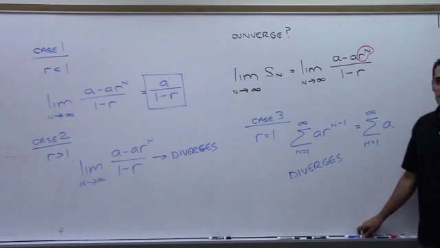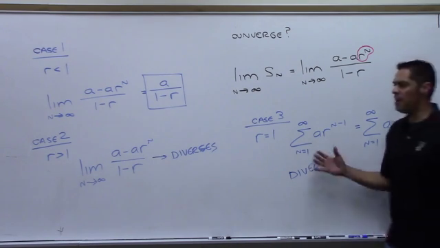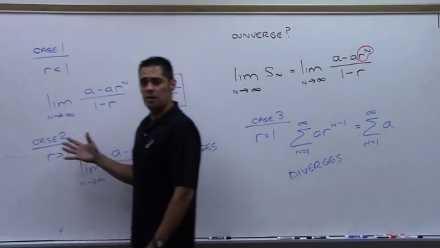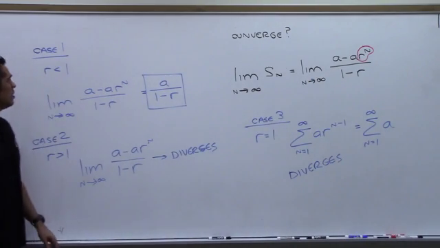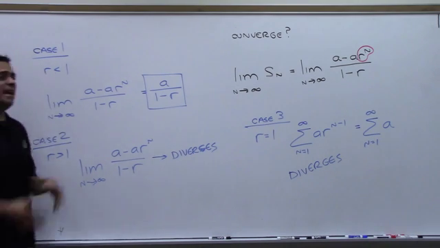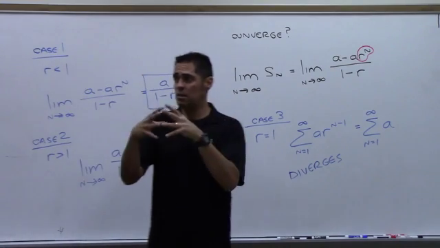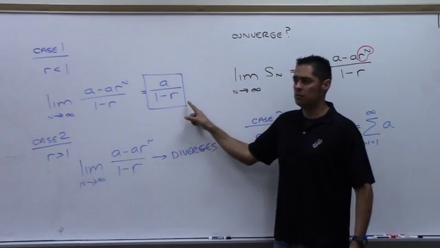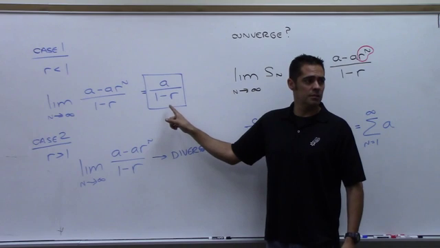Those are the only possibilities we can have. We're either going to have divergence or convergence. The only way we're getting convergence is if r is what? Less than 1. If r is less than 1, we're going to get convergence, and the infinite sum will be a over 1 minus r. That's what the sum will be.